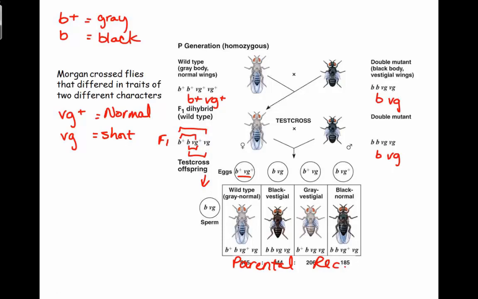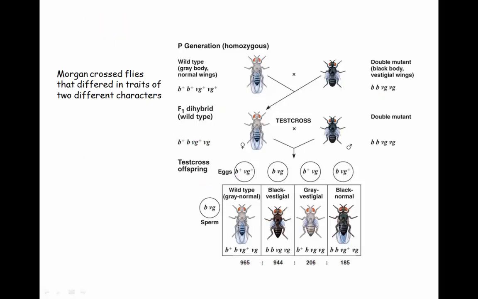Well, if we look at the actual numbers that Thomas Hunt Morgan got, he definitely did not get 25% each one. So notice here, when we look at the numbers, he got 900 something of the first two boxes and somewhere around 200 of the other two boxes. So keep in mind, again, that these first two boxes are parentals and these second two boxes are recombinant ones. So he was definitely not getting 50% parental and 50% recombinant as Mendel was. So something else was going on here so that he was not getting independent assortment.